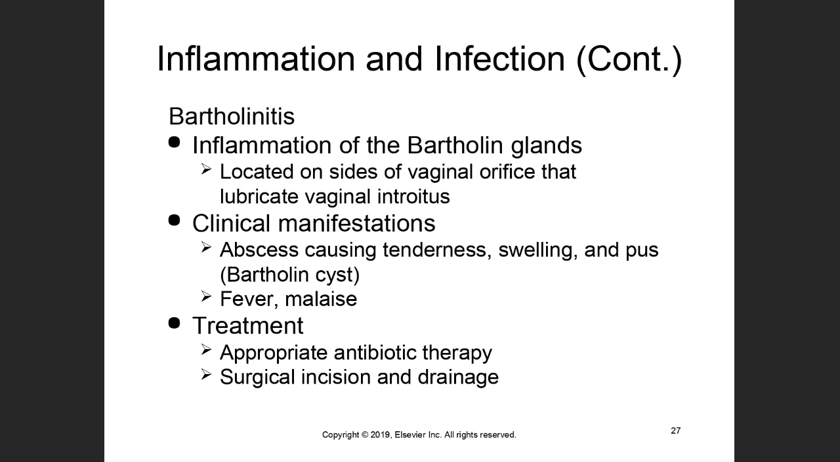Bartholinitis is inflammation of the Bartholin gland. Those are glands in the vagina. Okay, this is the vagina right here. At 4 and at 7, you have the Bartholin glands. So if you have a patient that has a bulging, painful mass right here, then the patient has a Bartholin cyst. The treatment is appropriate antibiotic therapy, and the main treatment is incision and drainage. You do incision and drainage and put the patient on antibiotics.